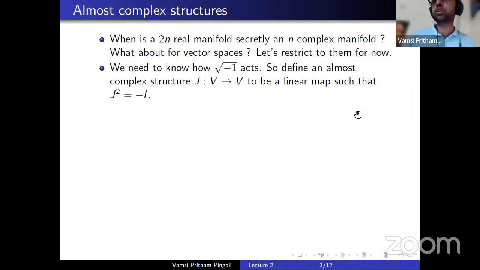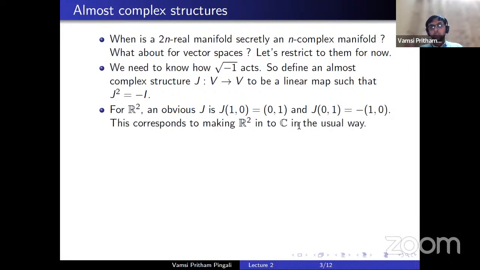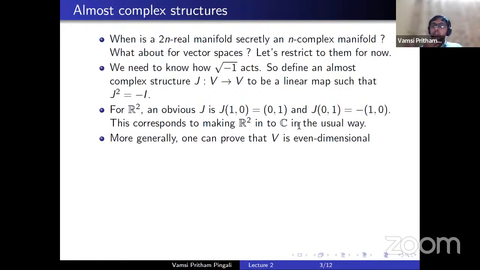So we define an almost complex structure to be simply an endomorphism J of a vector space to itself such that J squared is -I. The most obvious example is the one that makes R2 into C. It takes 1 to 1 times i, which is i, and i squared is -1. In general, you can prove that whenever there is an almost complex structure, V is even dimensional. That's trivial: just take the determinant on both sides. And more importantly, there's always a basis so that J is the standard almost complex structure, making R2n into Cn in the most obvious way.